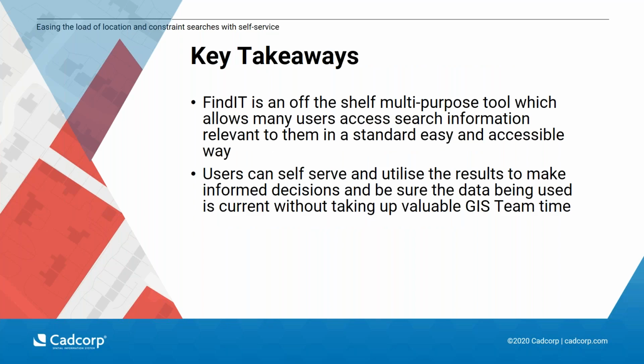So the key takeaways today, before we move on to the questions, is that Find It is an off-the-shelf, multi-purpose tool which allows many users access to search information relevant to them in a standard, easy, and accessible way. And users can self-serve and utilize the results to make informed decisions and be sure that the data being used is current without taking up valuable GIS team time, which we were talking about, the GIS resources, at the start.